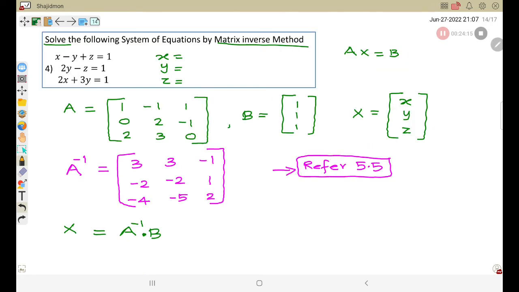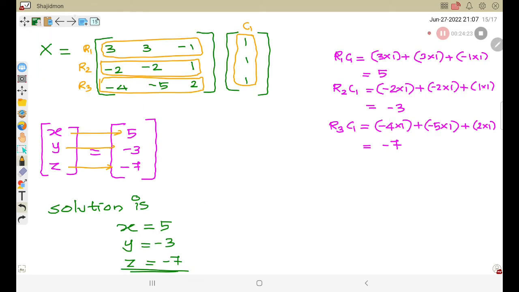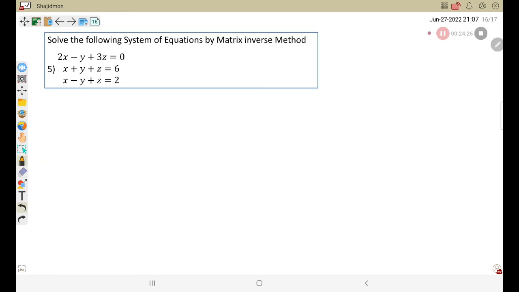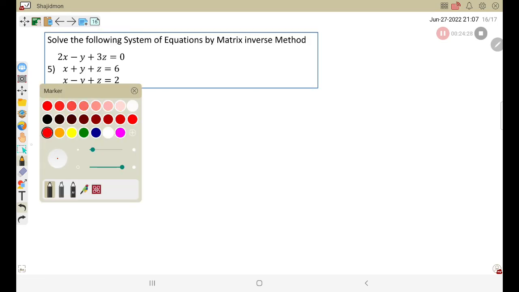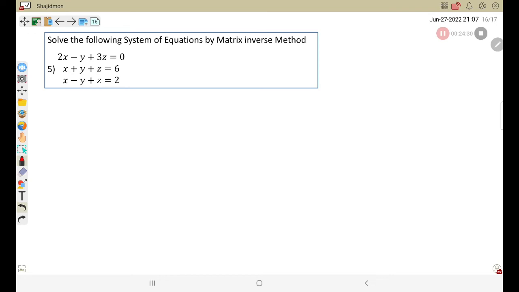So the only thing missed here is A inverse finding. A inverse finding we need to study separately. After that the steps to find the solution are easy. Okay, one more question we will practice. Solve the following system using matrix inverse method. Okay, 3 by 3 system here also.